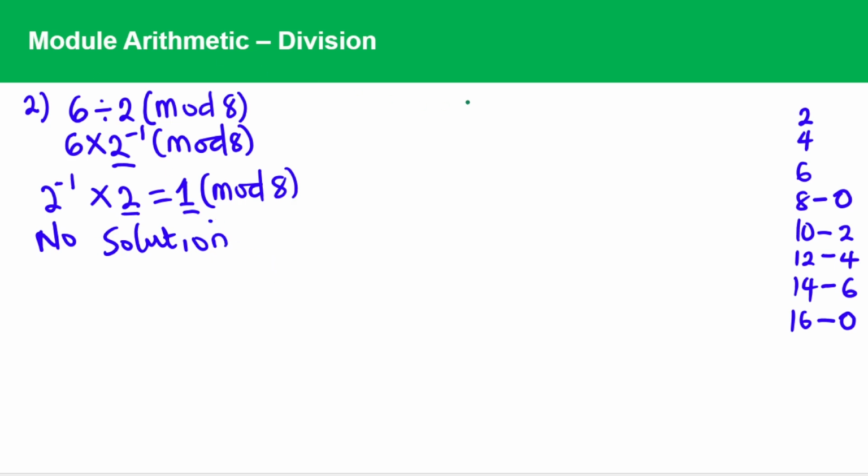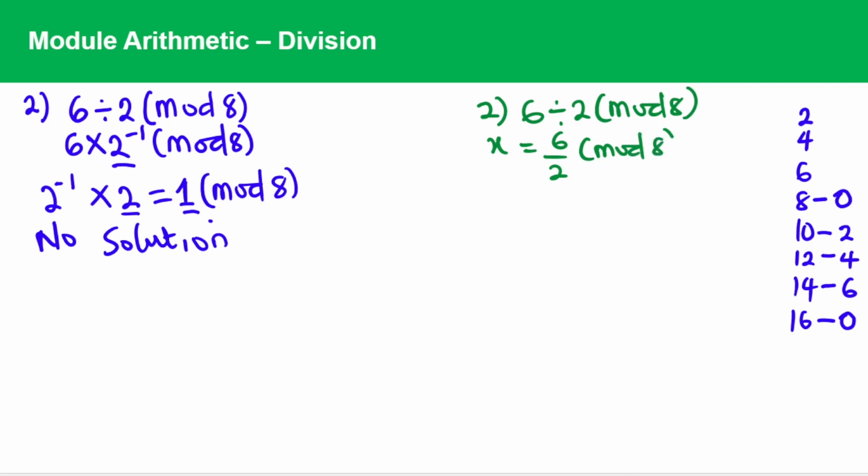Now let's try the same problem using the algebraic method. We have 6 divided by 2 mod 8. Now let x be equal to 6 over 2 in mod 8. The next step is to cross multiply. This will give us 2x is equal to 6 mod 8.